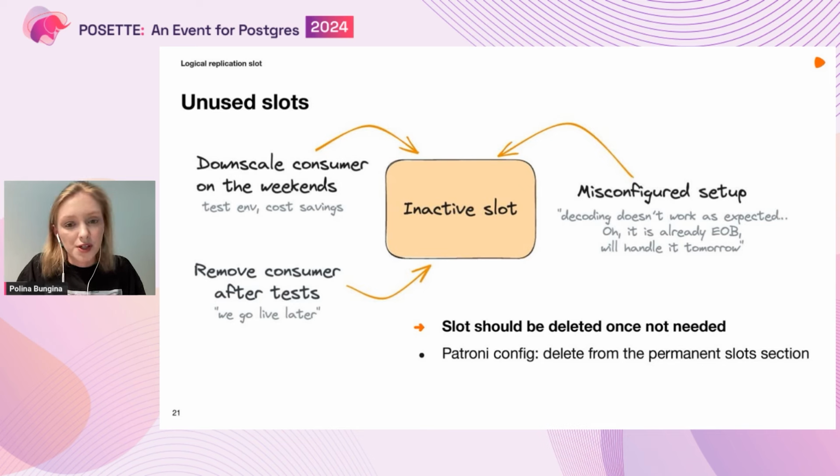And it's actually very easy to get into this situation. We've seen a lot of cases when people were thinking they're doing better, but in fact, they were just creating an inactive slot. For example, they could downscale their consumers for cost-saving reasons over the weekend or after performing some tests and waiting for the production launch, and many, many other situations. But it all is about the situation when the slot is not advanced and WAL is just accumulating in the pg_wal directory and disk space is running out.